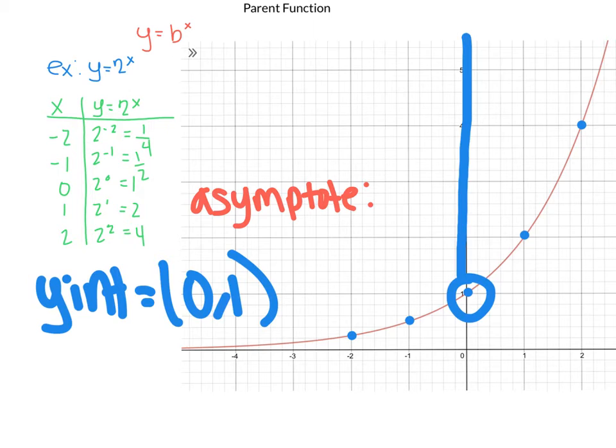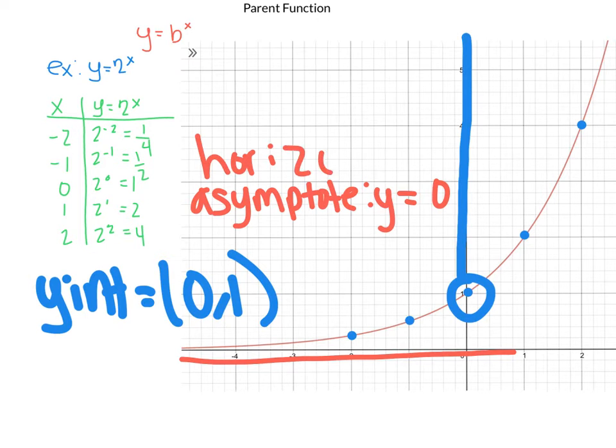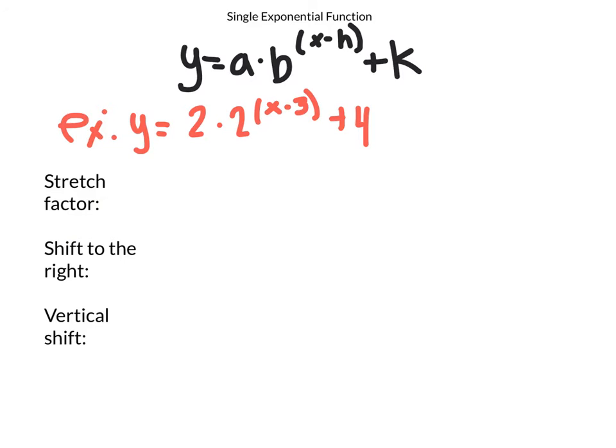Now we're going to find the asymptote. The asymptote is y equals 0 because the function will always get close to the line but will never cross the x-axis, which is right here. So this means that it is a horizontal asymptote and y is going to equal 0.